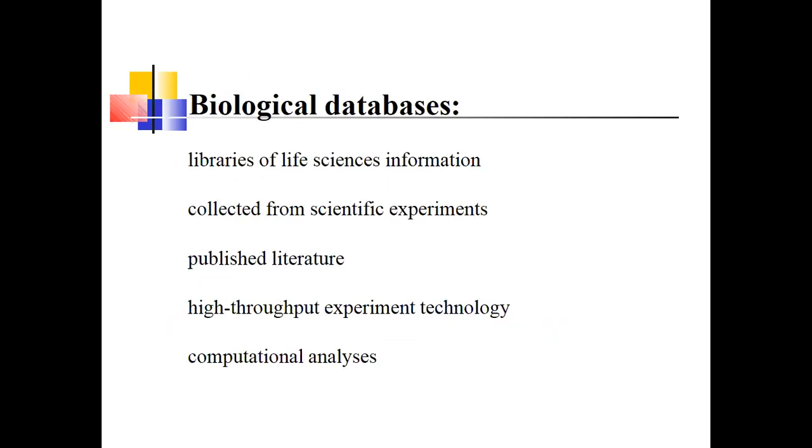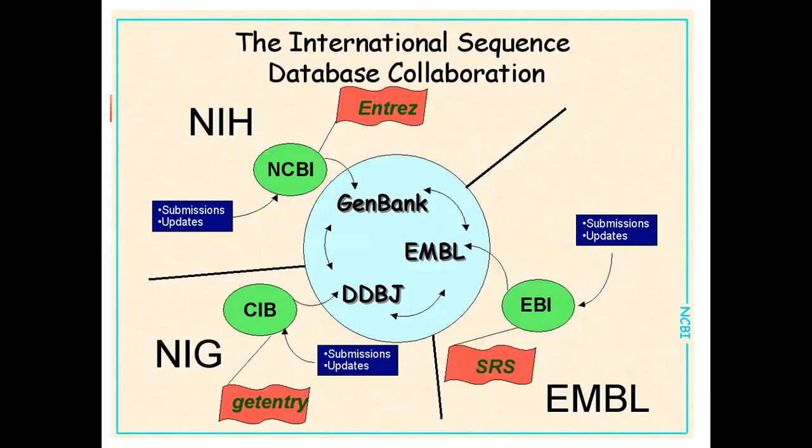So here we have biological databases, libraries of life sciences information collected from scientific experiments, published literature, high throughput experimental technology, and computational analysis. Where do we get the data? From different libraries, different laboratories, different researchers, scientists, groups of people, and companies. We have different biological data. This is a diagram that will help us see how this data is interconnected.